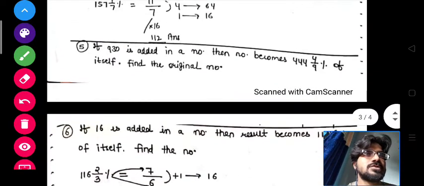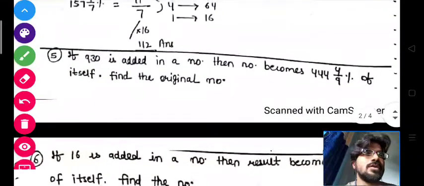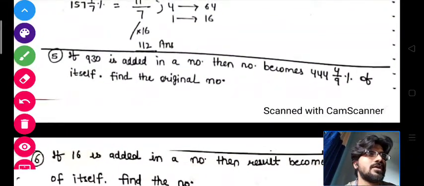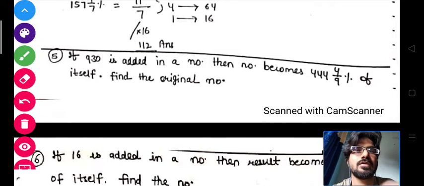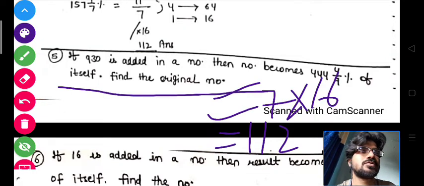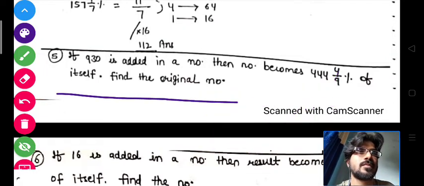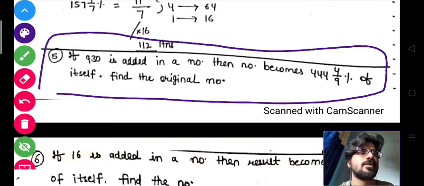Suppose in the next question, this is a homework: if 930 is added to a number, then the result becomes 444 4/9% of itself. Then find the original number. Okay, do this question in homework.